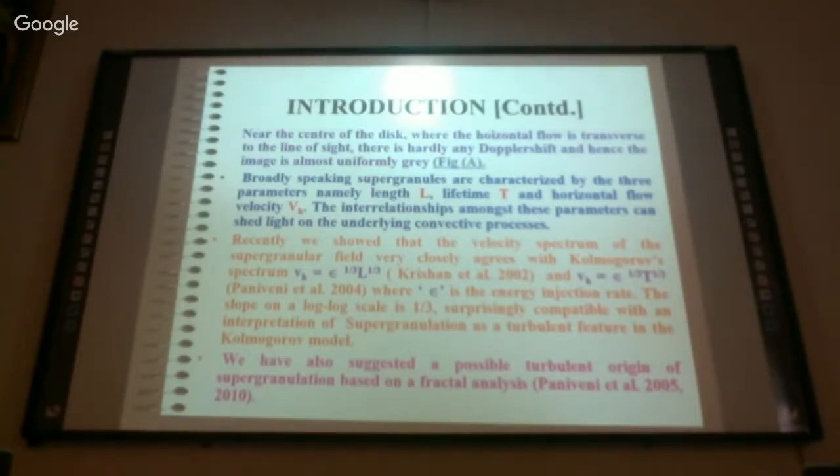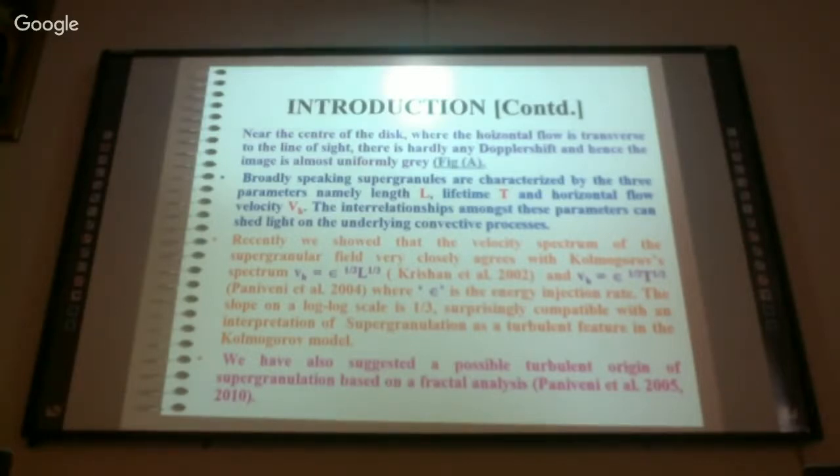And recently we have shown that the velocity spectrum of the supergranular field very closely agrees with Kolmogorov's spectrum. V_h equals epsilon to the power 1/3, L to the power 1/3. That is Binaries' paper in 2002. And V_h is epsilon to the power 1/2, T to the power 1/2, where epsilon is the energy injection rate. And the slope on the log-log scale is 1/3, which is surprisingly compatible with the interpretation of supergranulation as a turbulent feature in the Kolmogorov model.